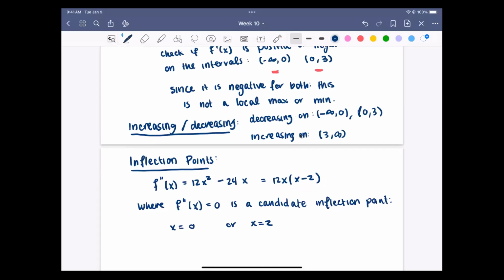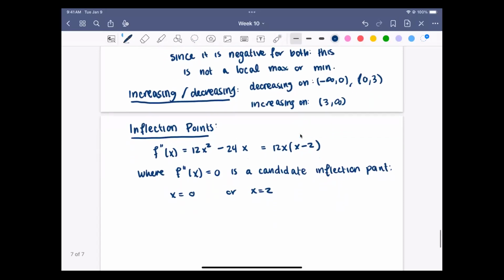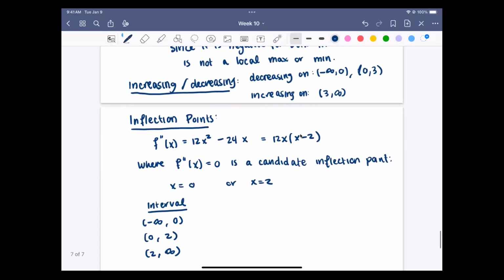Okay, and then to determine if it is an inflection point, we just need to see if the concavity changes on either side of those 2 points. So these numbers break the real number line up into intervals where the concavity will be constant on each interval. So here I'll list the intervals: negative infinity to 0, 0 to 2, 2 to infinity. Okay, so then let's decide if f double prime is positive or negative on each of those intervals, and then that will tell us the concavity there.